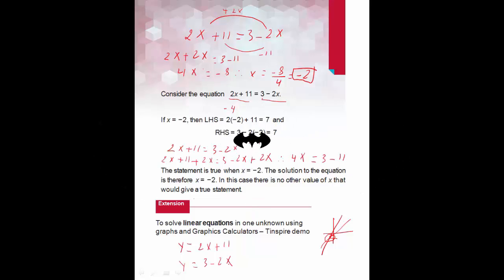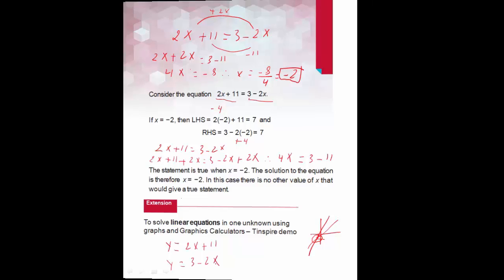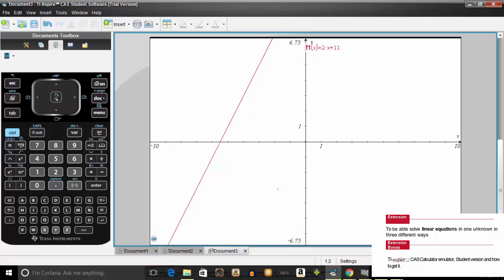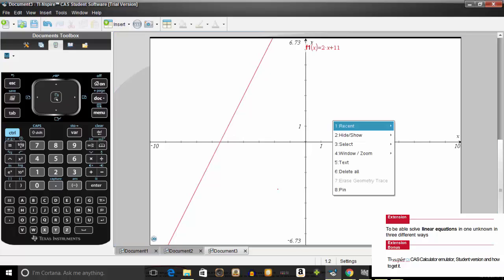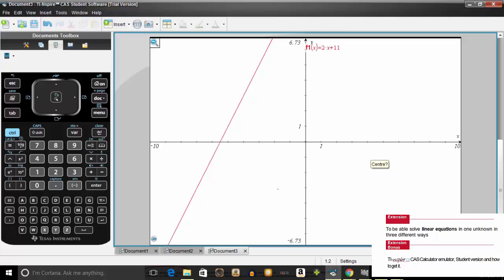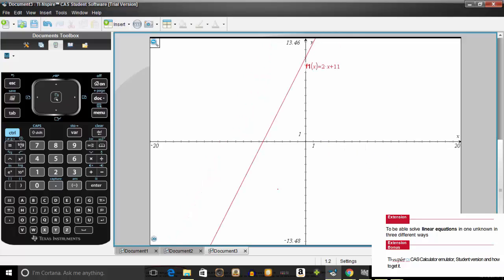So let's do that. Let's write it there, 2x plus 11. Let it draw it. That's how it is. And as we see, negative 2 is here, so I know that they meet at negative 2. It will be just at the border, hard to see. So what we do, we want to change the zoom, zoom out so we can see more. Alright, that will be a bit better.